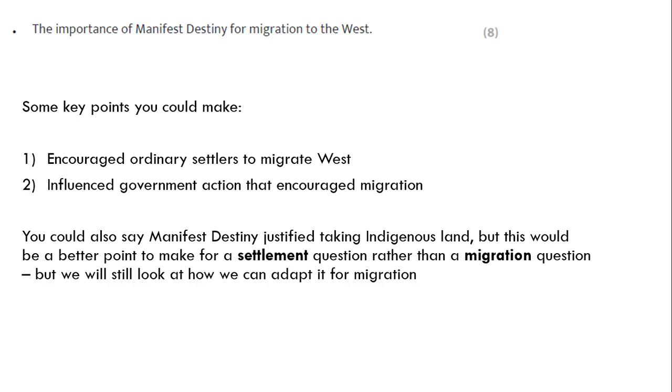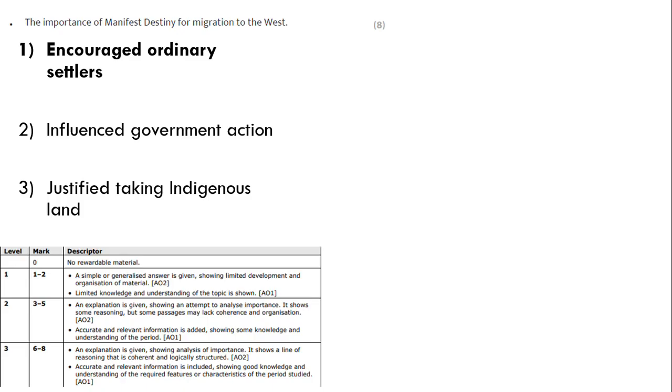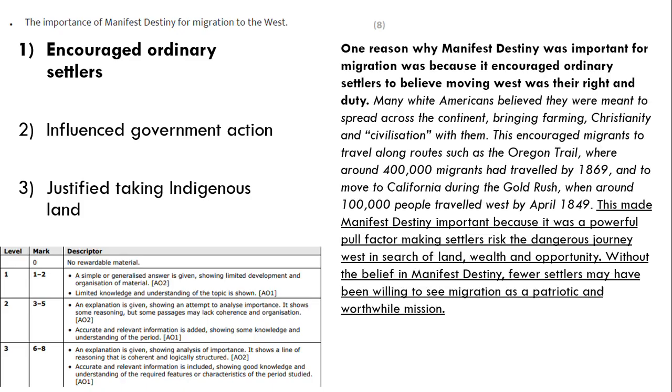However, please just focus on your first 2. That will do absolutely fine for migration. For settlement, you can talk about indigenous land as well. We're going to look at all 3. First one is about encouraging ordinary settlers. So we've got our reason for importance in bold.